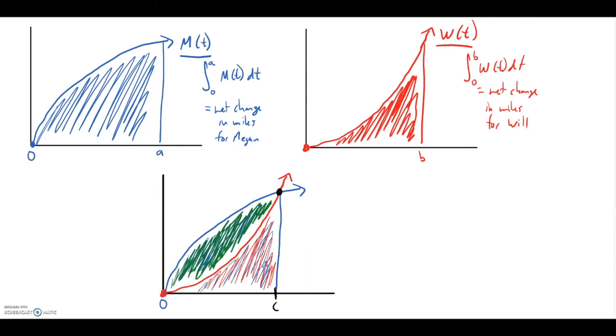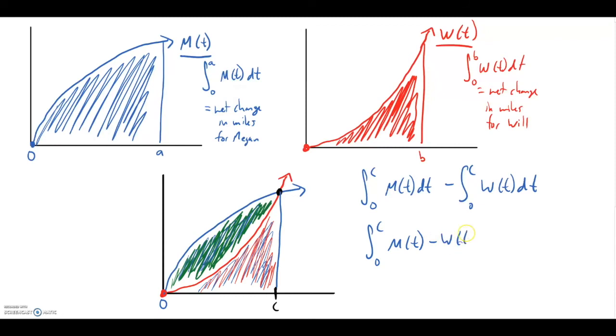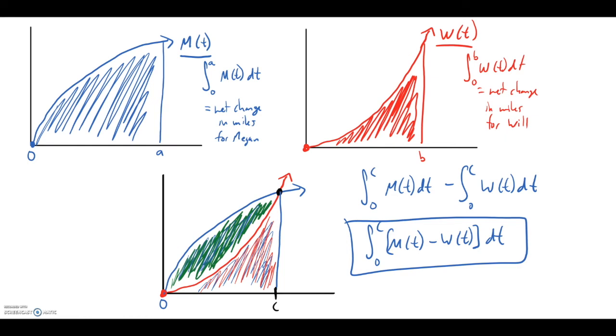And thinking mathematically about how we'd get that, it would be the area from 0 to c under Megan's curve minus that area from 0 to c under Will's curve. Or combining that into one problem, it'd be the integral from 0 to c of the higher function for Megan minus the lower function for Will. And if we could solve this definite integral, we would have the difference in net change for distance for the two riders.